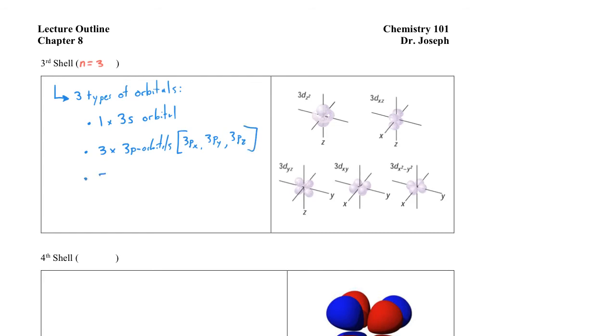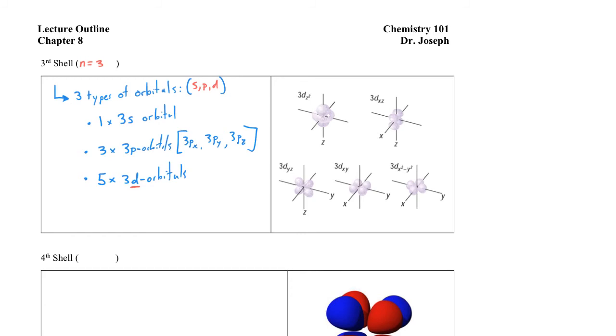Okay, but we also get a new type of orbital here. We get something called the d orbital, and it turns out there are 5 of these d orbitals. These are the 3d orbitals, and d orbitals always come in 5s. So if we summarize here, in this n is equal to 3, we get the s, the p, and the d types of orbitals. Now, what do these d orbitals look like?